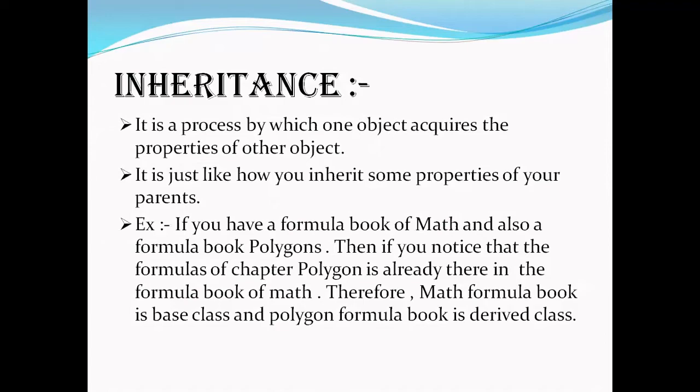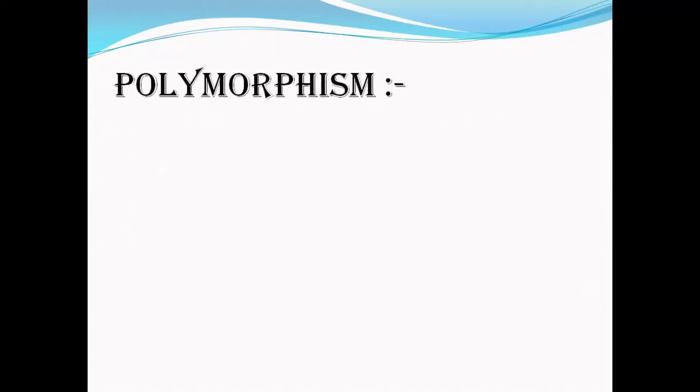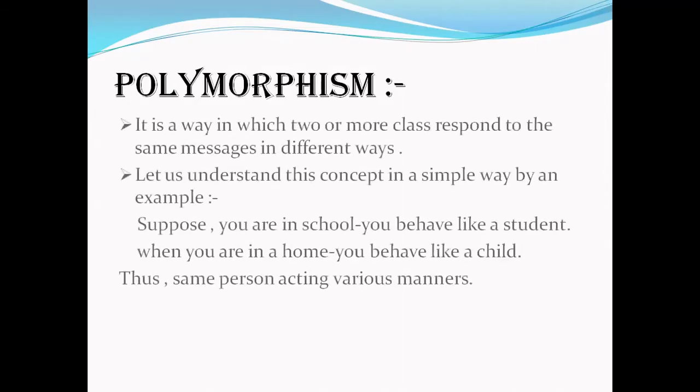Okay. Now the last point, that is polymorphism. See, if we divide the word, poly means many and morphism means reacting in different ways. So now you might have understood what I'm going to say. Its definition is: it is a way in which two or more classes respond to the same message in different ways. So think of it in a real life manner.